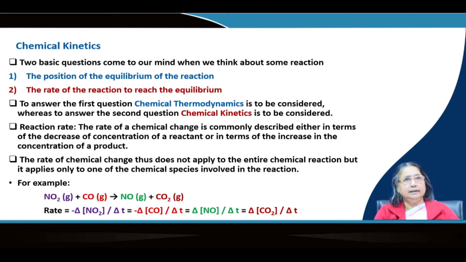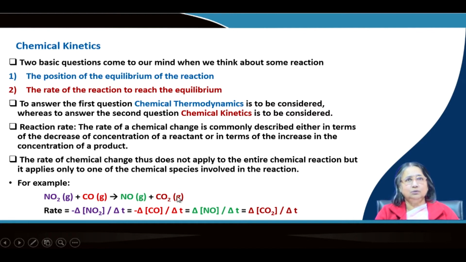What is the rate of the chemical change? That does not apply to the entire chemical reaction. That means, say for example, if I talk about this reaction, you see here NO2 is reacting with carbon monoxide, it is a gas phase reaction to produce nitric oxide and carbon dioxide. We can describe the rate in terms of either reactants, either in terms of NO2 or in terms of CO, or in terms of the products, either in terms of NO or CO2.